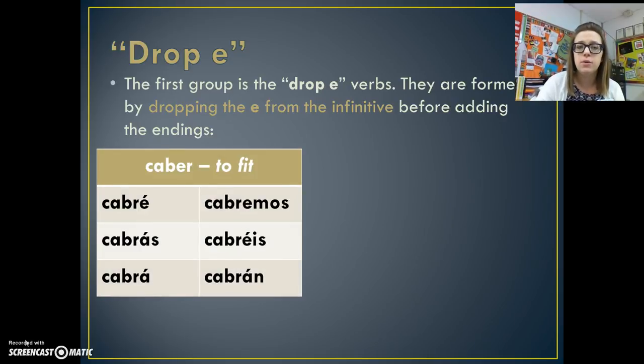We have caber, which means to fit. So notice that that E is dropped before those endings are added. So the yo form is cabré, tú cabrás, él cabrá, nosotros cabremos, vosotros cabréis, and ellos cabrán.